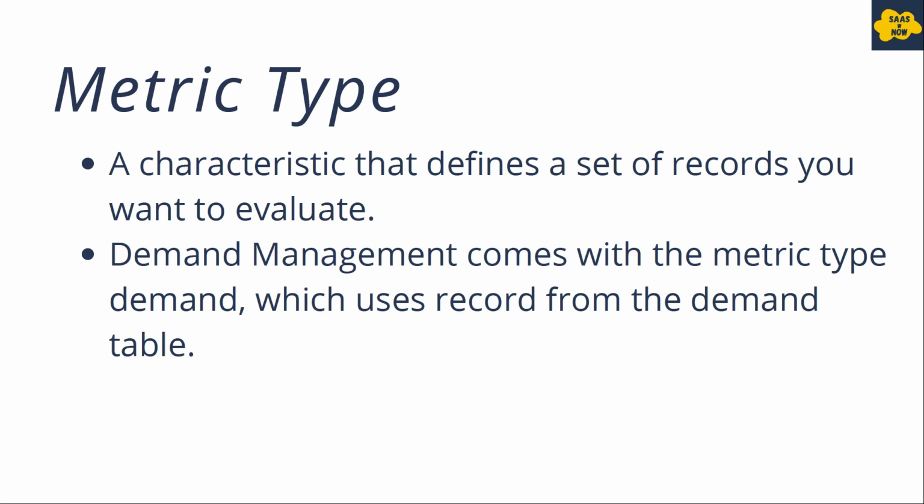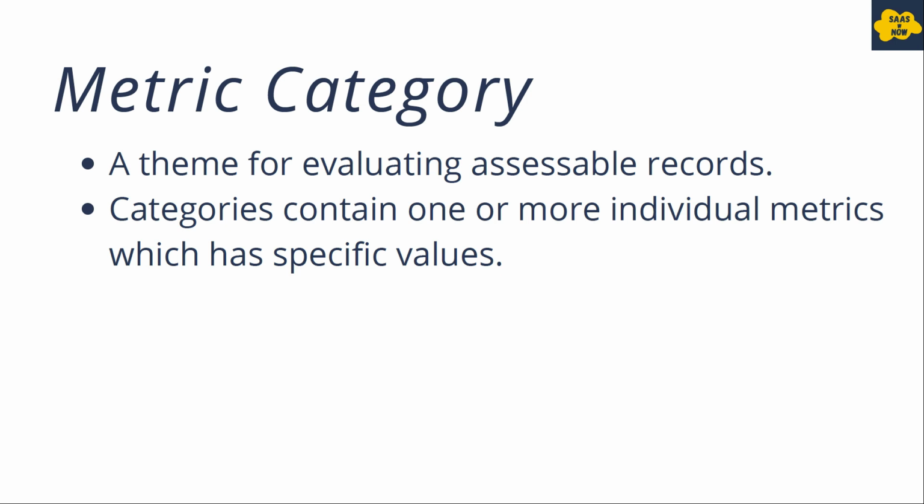Metric type. Metric type is a characteristic that defines a set of records you want to evaluate. Demand management comes with the metric type demand which uses records from the demand table. Metric category. Metric category is a theme for evaluating assessable records. Categories contain one or more individual metrics which have specific values.